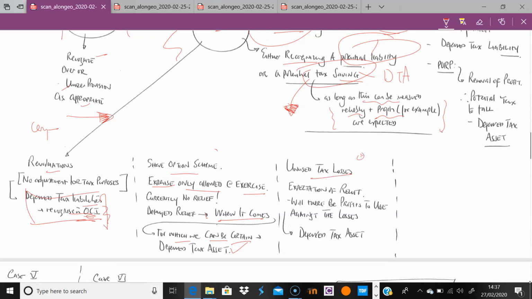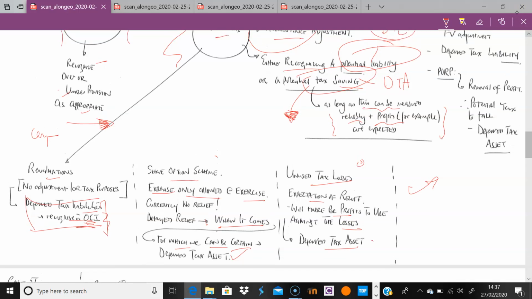Unused tax losses are also very popular. We know that we will be able to carry those tax losses forward and use them against future tax profits. Expectation of relief: will there be profits to use against the losses? If there will be, we can also recognize the deferred tax asset.